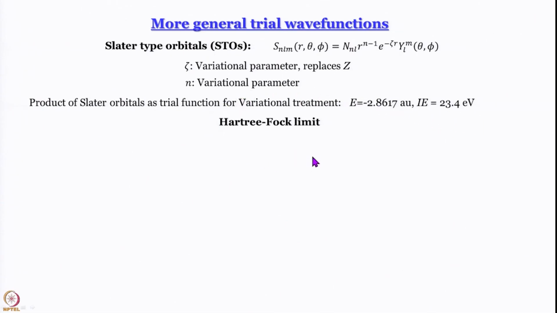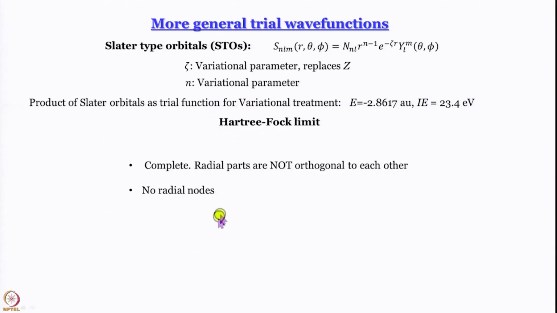which is called the Hartree-Fock limit. Before leaving this discussion, let me just reiterate that first of all these Slater type orbitals form a complete set. However, the radial parts are not orthogonal to each other, precisely because that Laguerre polynomial, whatever polynomial it is, is missing. Remember, orthonormality in all these wave functions we talked about, may it be for your rigid rotor, harmonic oscillator, hydrogen atom, all the orthogonality came from the polynomials that were present there, Laguerre polynomial, Legendre polynomial, Hermite polynomial, and so forth.